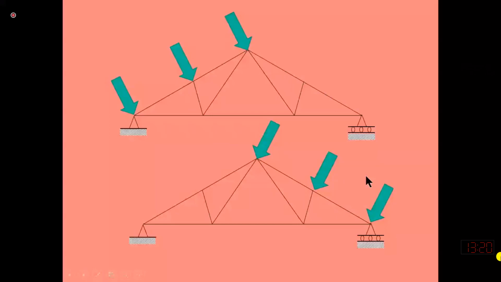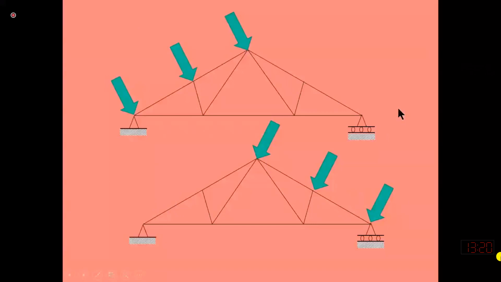But in this case, one support is a roller and the other support is a hinge. So it means that if the wind is blowing from this side, this side will be more rigid and this side will be less rigid because this can slide. So the force in this member when the wind is blowing from this side will be different from the force in this member when the wind is blowing from this side.